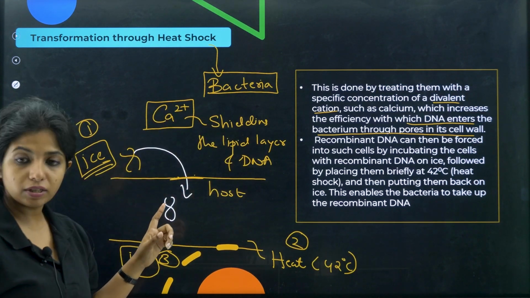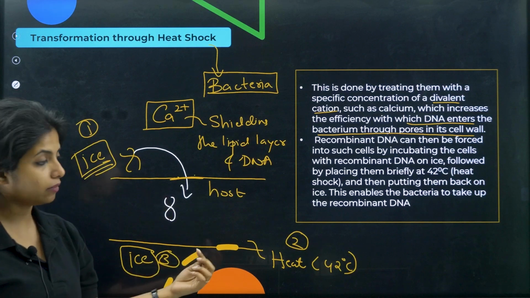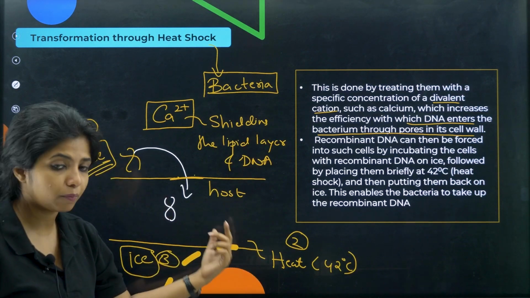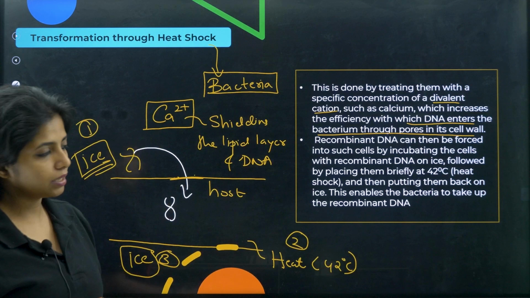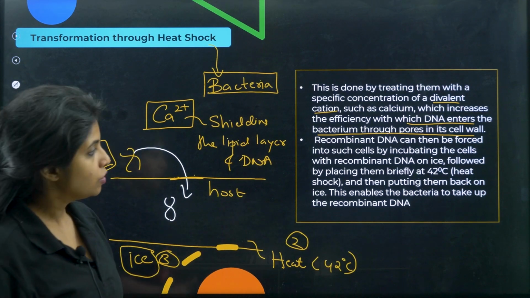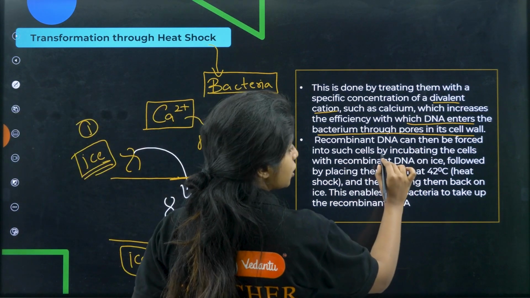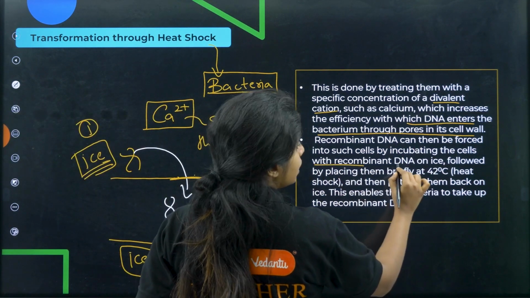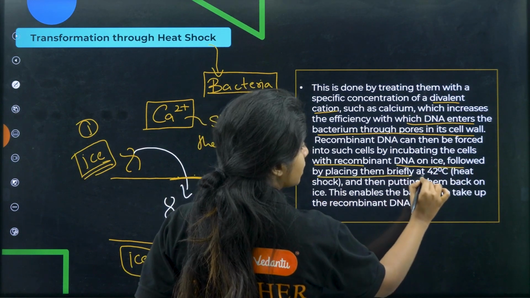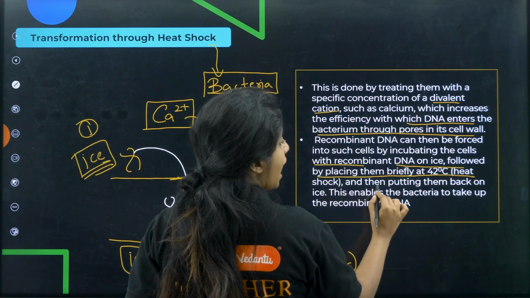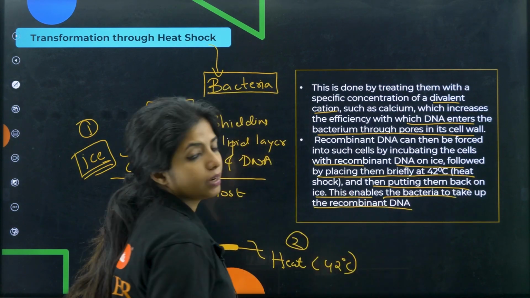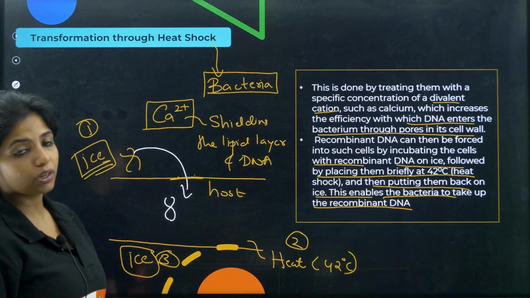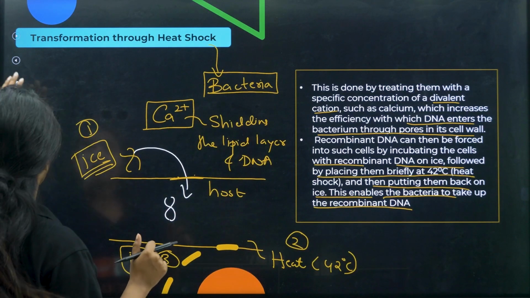Okay. What is the first thing that I am doing? I am treating with ice, then with heat at 42 degrees Celsius, it creates pores, and now again I am treating with ice so that it gets sealed after making it enter. This is one step. So recombinant DNA can then be forced into such cells by incubating the cells with recombinant DNA in ice, followed by placing them briefly at 42 degrees Celsius and then putting them back on ice. This enables the bacteria to take up the recombinant DNA. It has taken up the recombinant DNA. Okay, this is for bacteria.